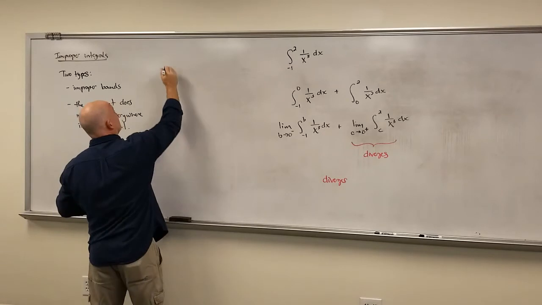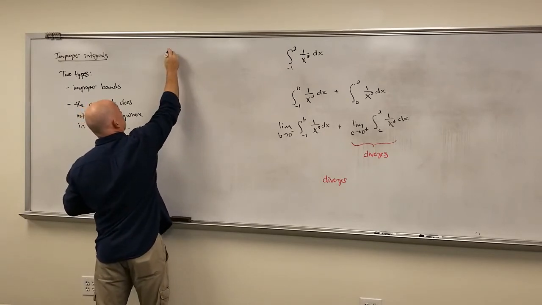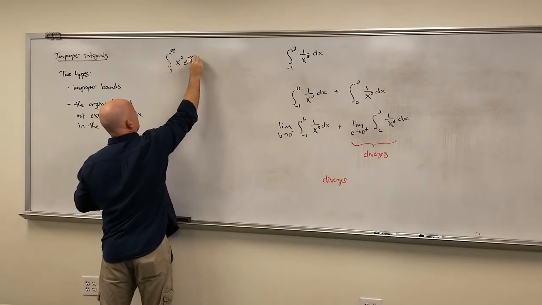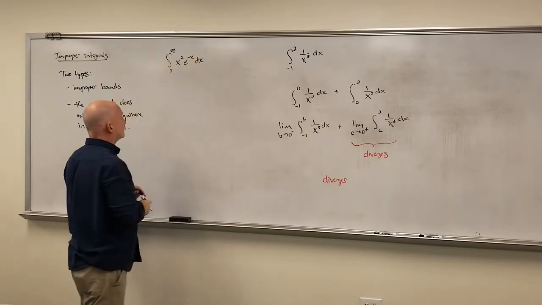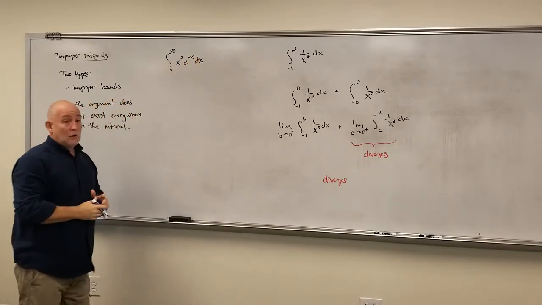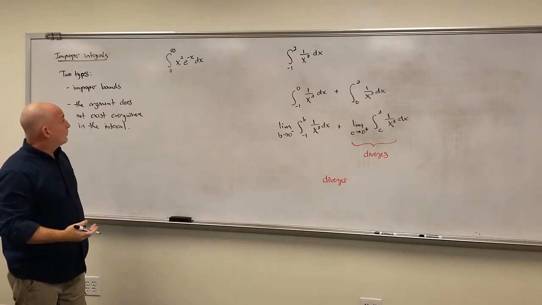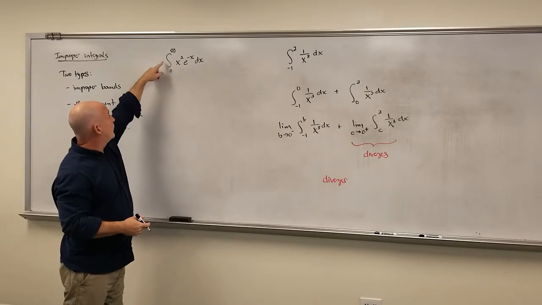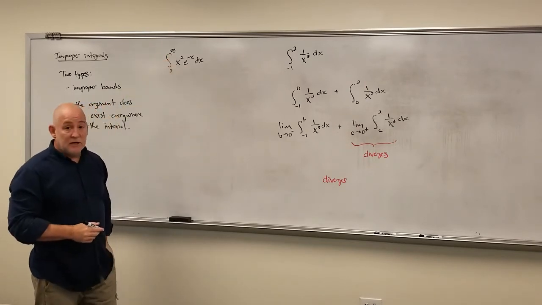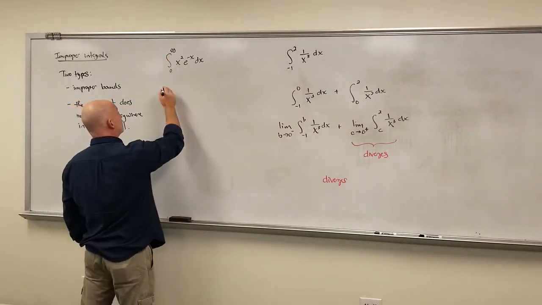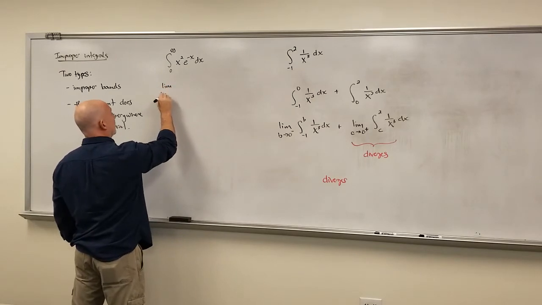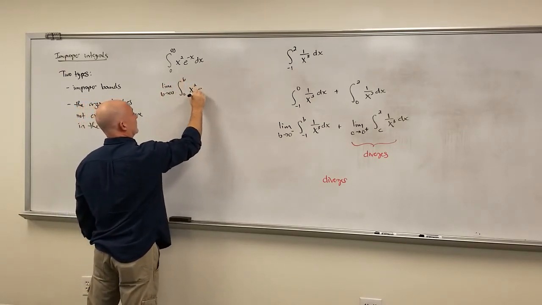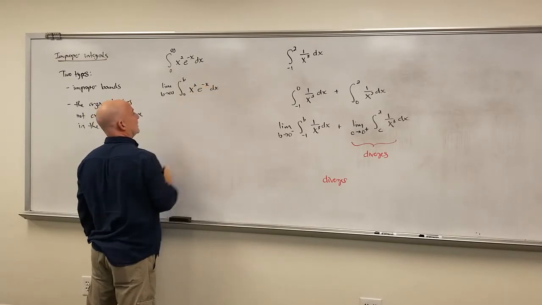What if I said the integral from 0 to infinity of x squared e to the negative x? Nothing looks particularly awful about this. The function looks okay. That exists everywhere, so we don't have to worry about that. But we do have this infinity as a bound. The way that we handled that is we said, let's let that be a value b that goes to infinity, x squared e to the negative x dx.